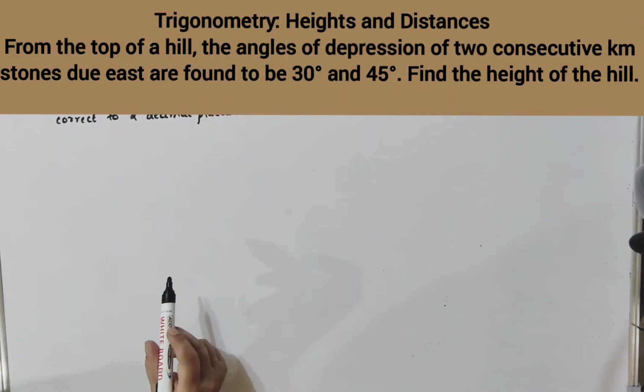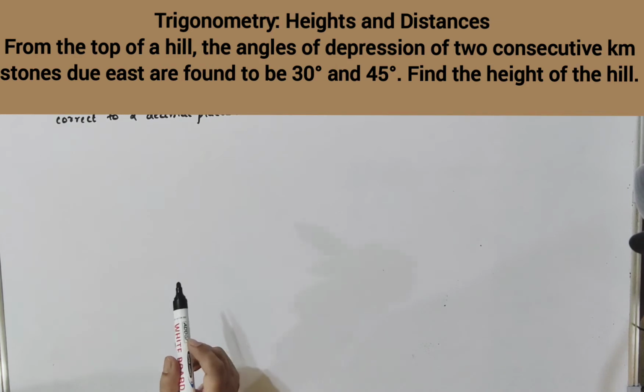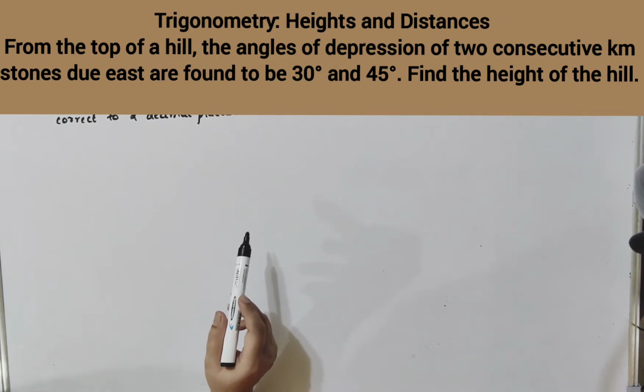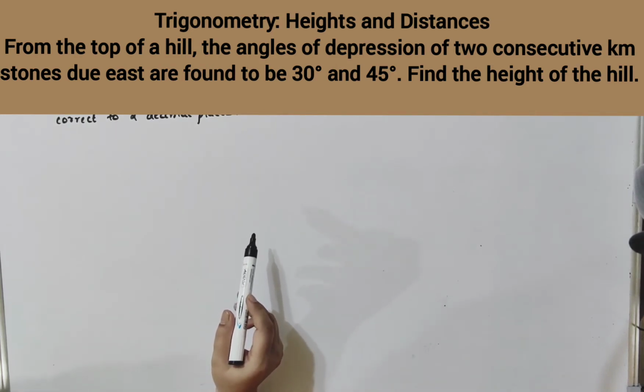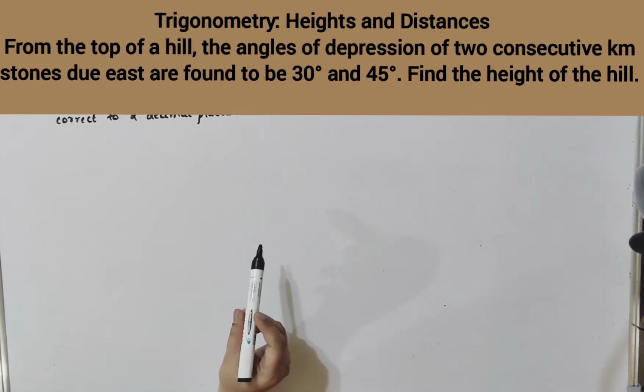Let's solve a problem related to heights and distances in trigonometry. There is a person standing on top of the hill, and the angles of depression of two consecutive kilometer stones are given, which are 30° and 45°. We need to find the height of the hill in kilometers, correct to two decimal places.